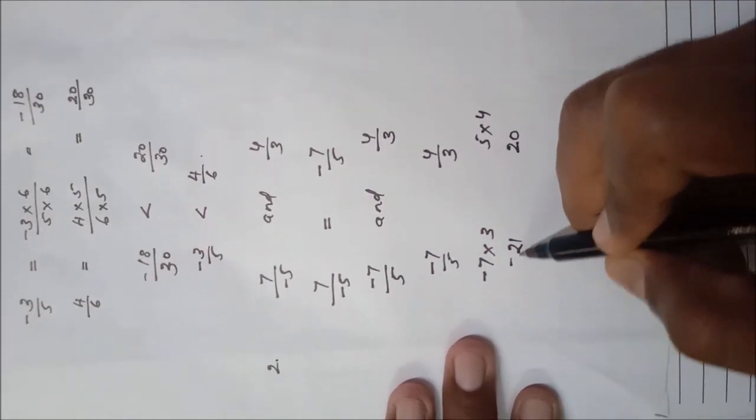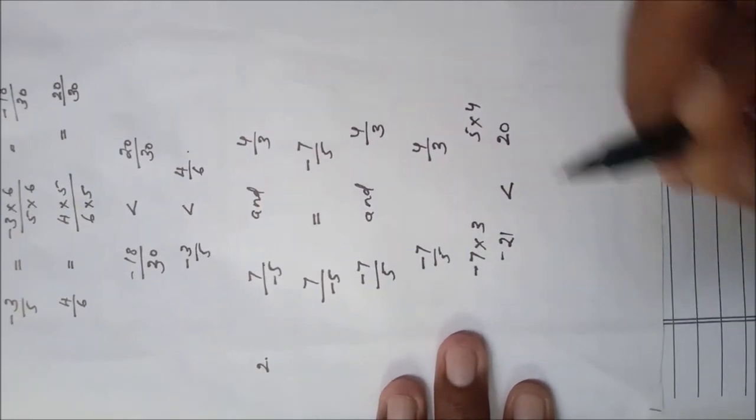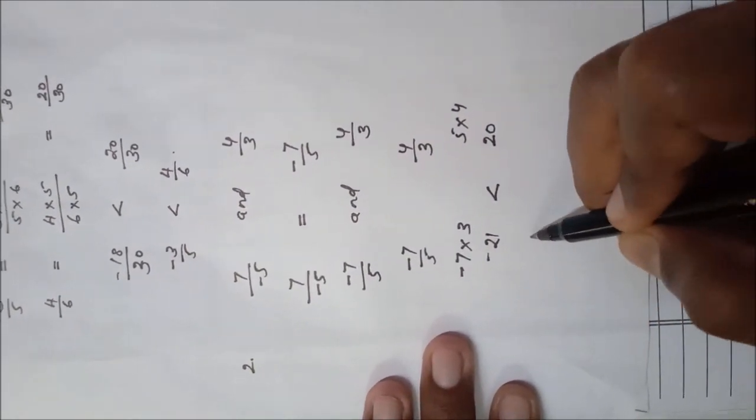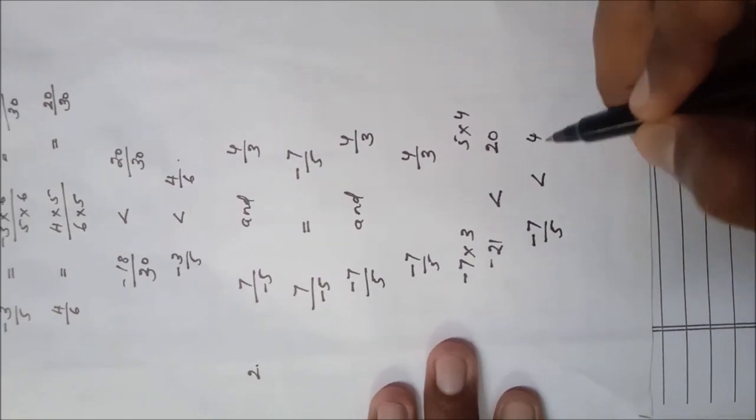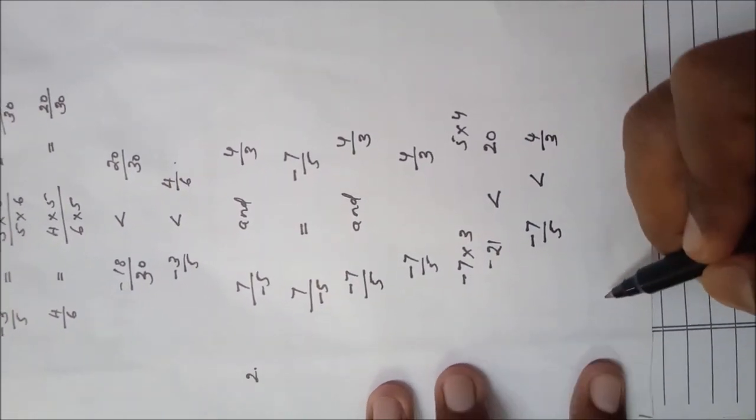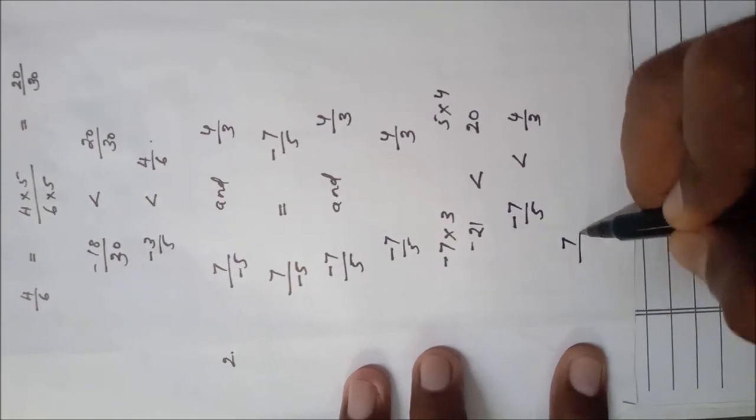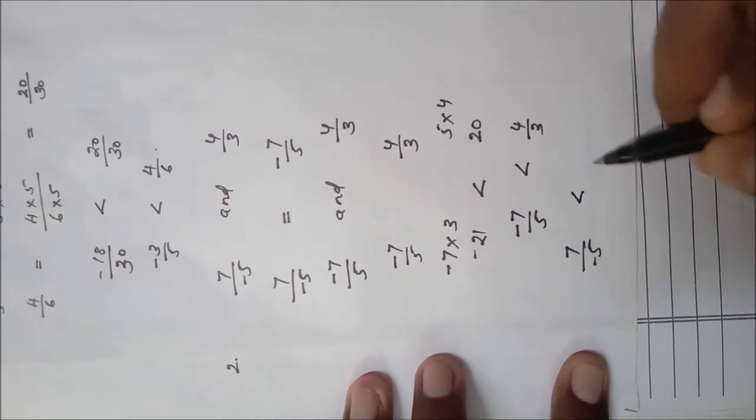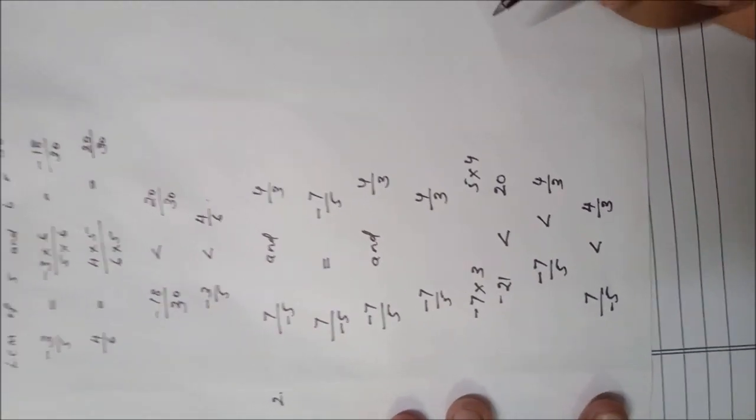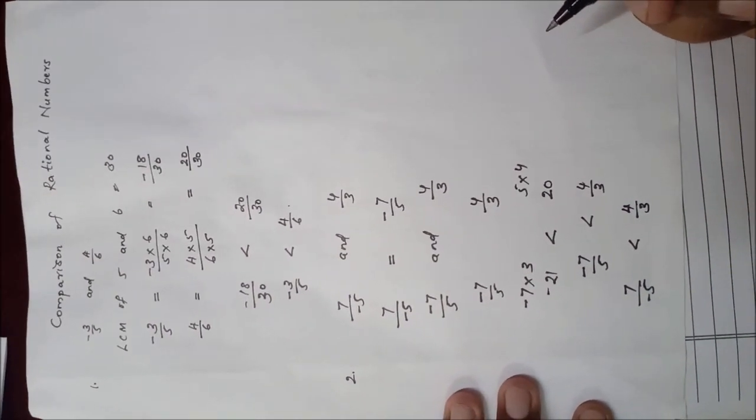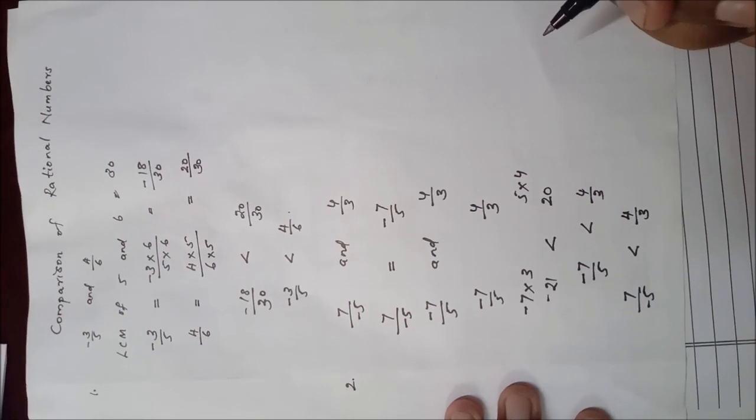And we know that minus 21 is less than 20. Hence, we can say that minus 7 upon 5 is less than 4 upon 3. Comparing with the given question, we can write 7 upon minus 5 is less than 4 upon 3. So these are the two methods for comparing two or more given rational numbers.